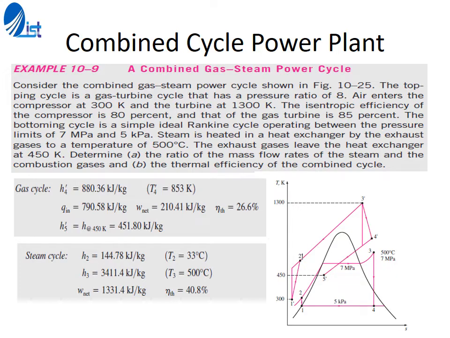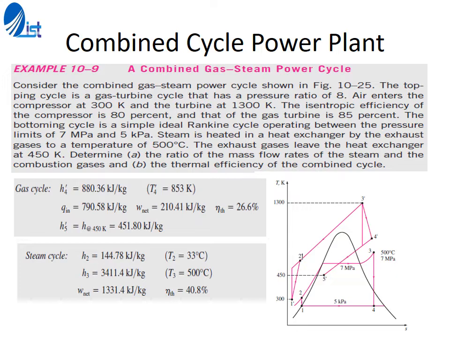The statement of this example is: consider the combined gas steam power cycle shown in figure 10.25. The topping cycle is a gas turbine cycle that has a pressure ratio of 8. Air enters the compressor at 300 Kelvin and the turbine at 1300 Kelvin. The isentropic efficiency of the compressor is 80% and that of the gas turbine is 85%. The bottoming cycle is a simple ideal Rankine cycle operating between the pressure limits of 7 megapascal and 5 kPa.